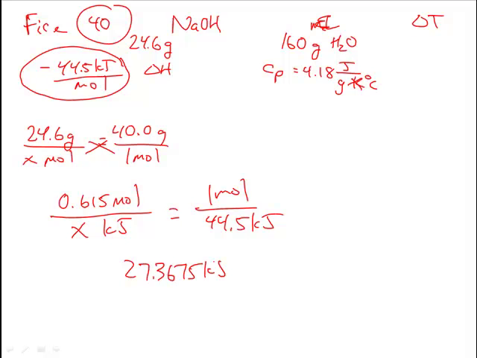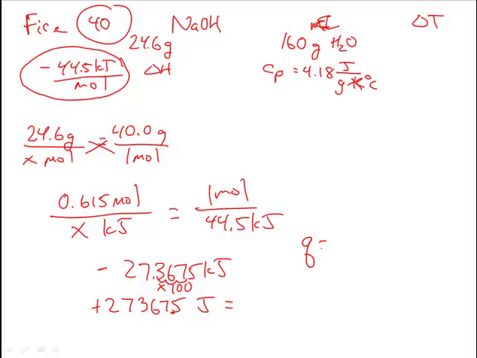27.3675 kilojoules. Now, this is the amount of heat that is given off by the solid. So that means it's being absorbed by the solution. So positive 27.3675. If you multiply this by 1,000, 1, 2, 3 places over, this gives you the amount of joules that are going into the solution.